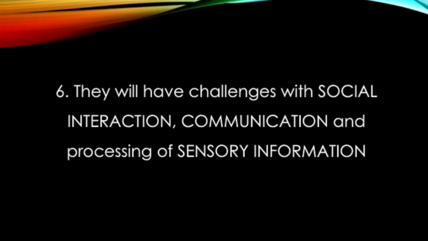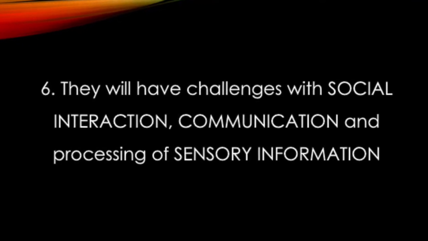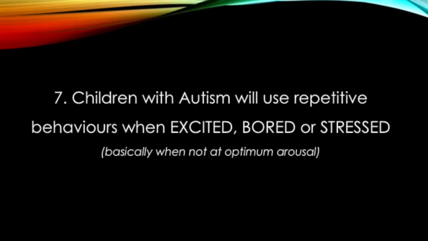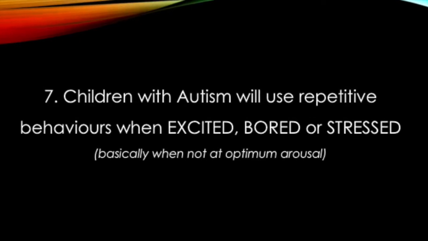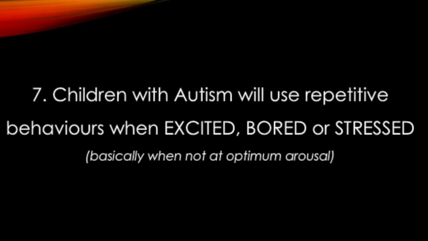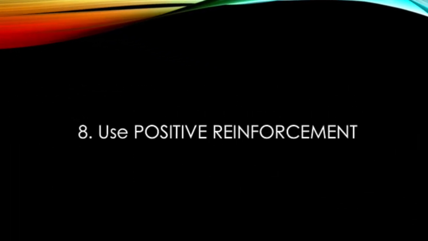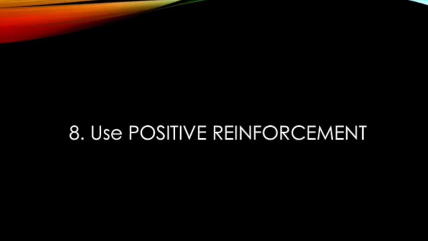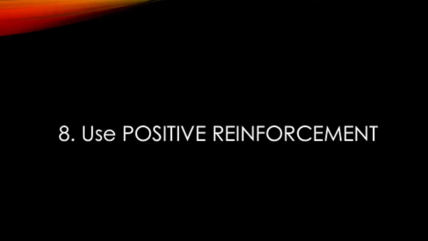6. They will have challenges with social interaction, communication, and processing of sensory information. 7. Children with autism will use repetitive behaviours when they are excited, bored, or stressed. So basically when they're not in that optimum level of arousal. Finally, 8. Use positive reinforcement. Children with autism often experience anxiety, and therefore repeated punishment, especially when they do not understand why, can result in shutdown behaviours.